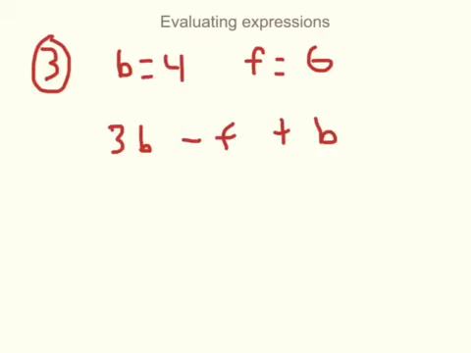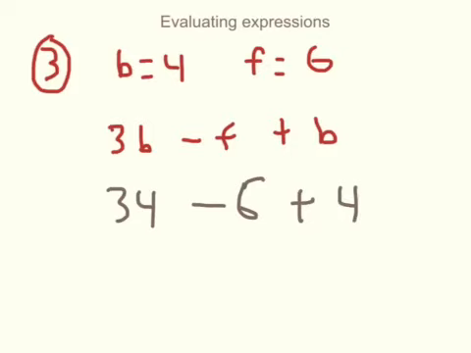As I do this, follow along and see if you can find out what I did wrong. First thing again is to put in my numbers. I know that b equals 4, so instead of 3b, I'm going to have 3 and then 4. Then minus f. I know f equals 6, so instead of f, I put 6, plus, and now I have another b here, so b needs to go here, and b equals 4, so I put 4 there.